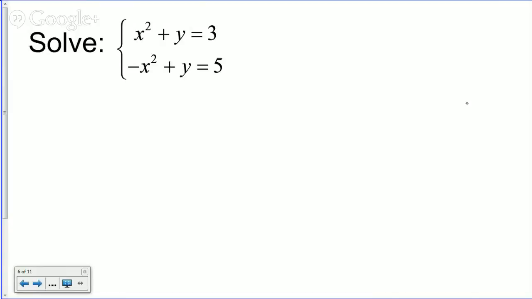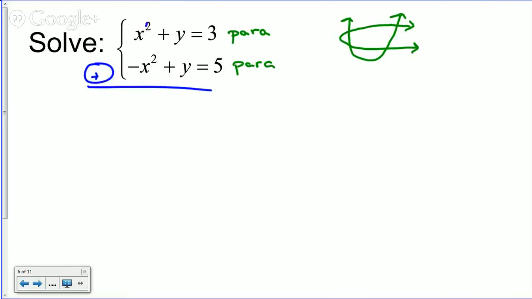All right, so again here we've got a parabola and another parabola. We want to see how they intersect. The most they could intersect is 4 times. Let's say I got this parabola, and then I got another one going this way. So there's a possibility of 4 intersections there. So that's what we're going to figure out. So I will start by adding the two to eliminate my x squared. That leaves me with 2y equals 8. So y is 4.